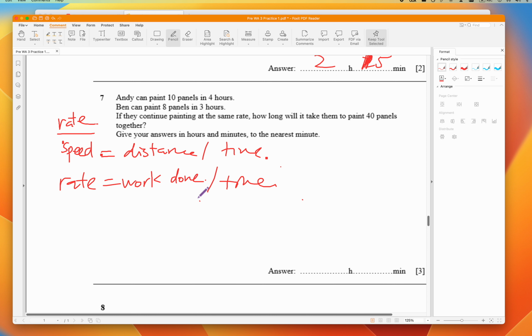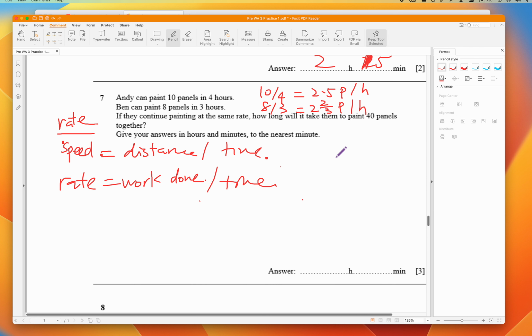So what is the speed for Andy? Work done 10 divided by 4 hours. Yeah, 2 by 5. So this is 2 by 5 parcel per hour. Then this one is 8 over 3. So can you give me a mixed number? By the way, if you can express it in mixed number, that's the most exact one. Please get it into mixed number. 2 and 2/3, right? Yeah, 2 and 2/3 parcel per hour.